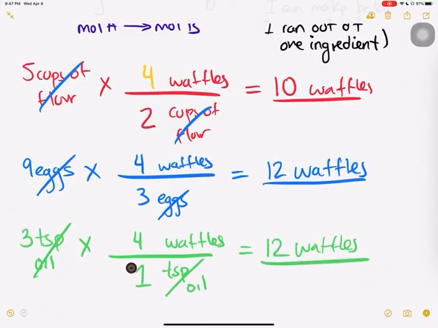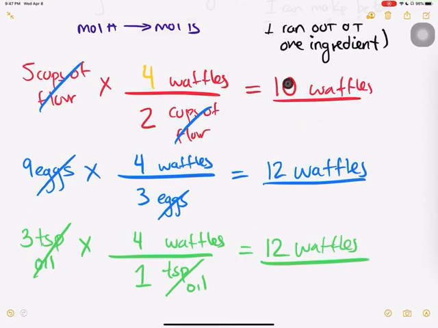So now you have to make a decision. What is your limiting reagent or your limiting reactant? Which of these guys is going to run out first? So it looks like I have enough flour to make 10 waffles, enough eggs to make 12 waffles, and enough oil to make 12 waffles.